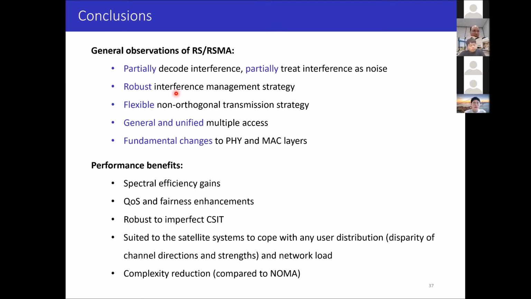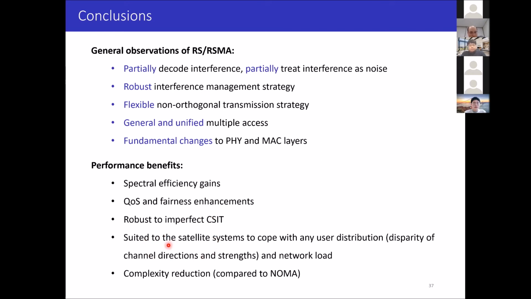So there is less benefit in looking at all the different multiple access techniques. You have just one of them. And in some instances, it can happen that the RSMA strategy boils down to given schemes. And it leads to some change in the physical layer and the MAC layer of communication systems: terrestrial, satellite, other systems. And so in terms of performance benefit, I have highlighted here spectral efficiency gains. You can also have energy efficiency gains. There is a quality of service and fairness enhancement, and robustness to imperfect knowledge of the CSI.